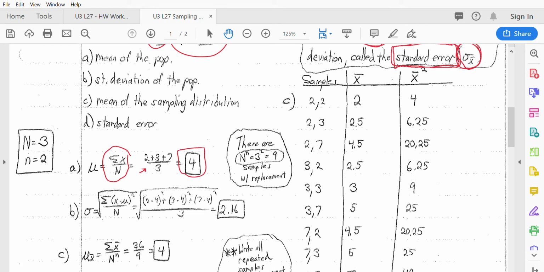The standard deviation is just the square root of the sum of (x minus mu) squared divided by n. So just take each of these numbers, subtract the mean of 4, square them, and divide by 3, take the square root, and you get 2.16.